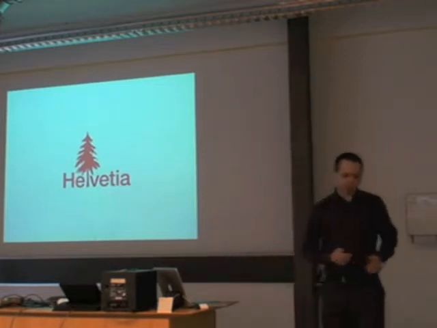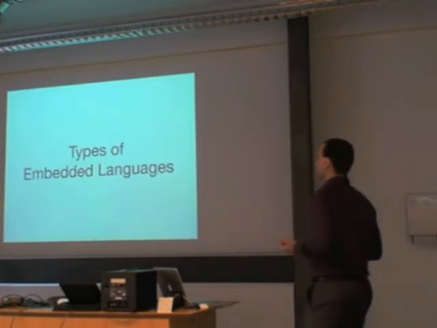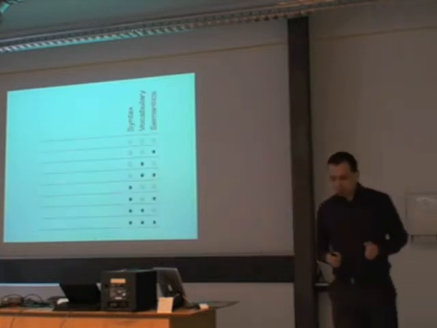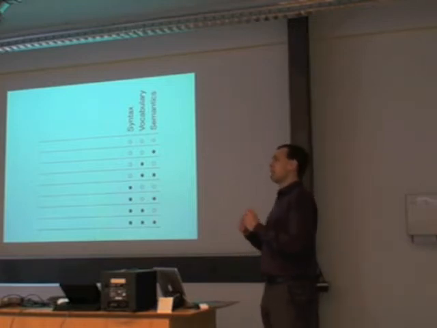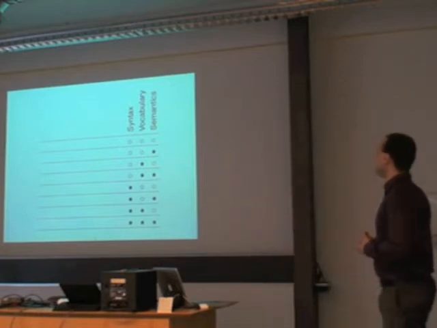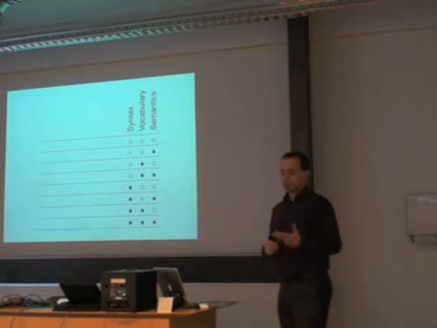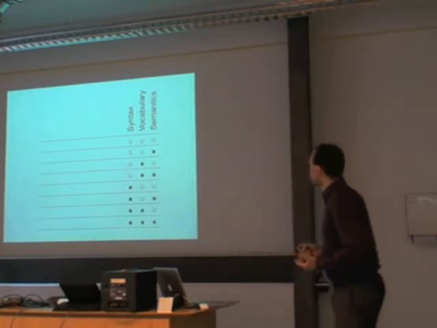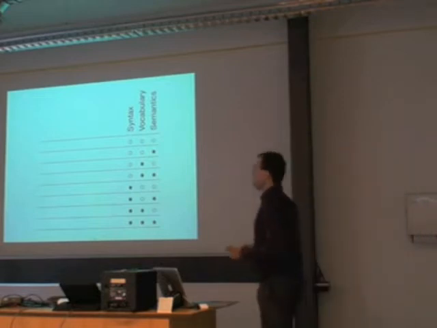So when we started with Helvetia, we wondered about what types of embedded languages there are and what types of languages we want to support. We looked at a delta approach. We wanted to see how the embedded languages differ from the host language they are going to be embedded in. Syntax, vocabulary, and semantics are essentially the three things that can change between different languages. And we wrote down all the combinations and looked at the combinations that we want to support.